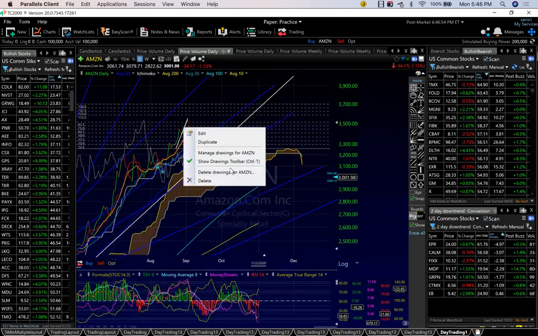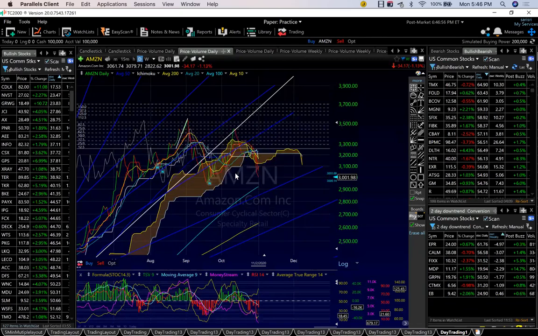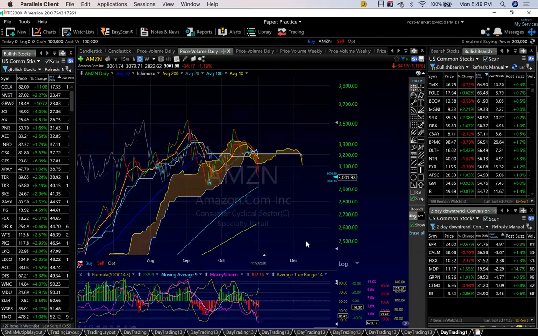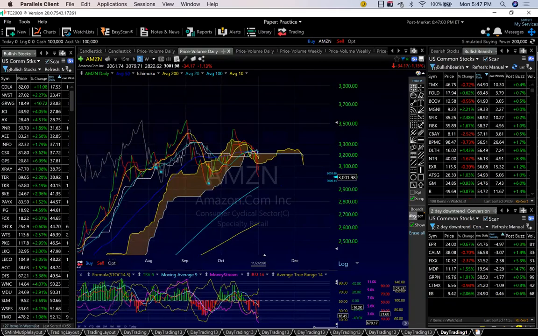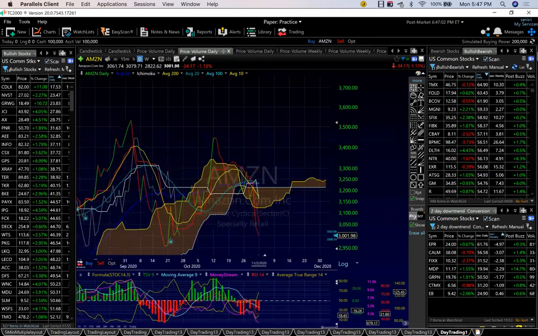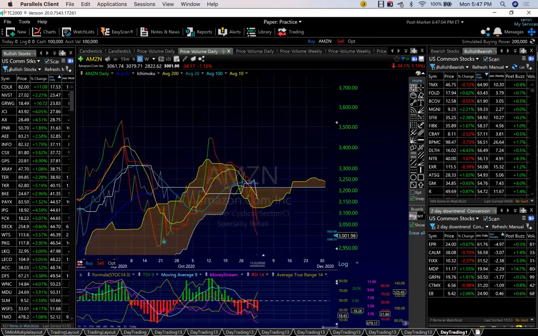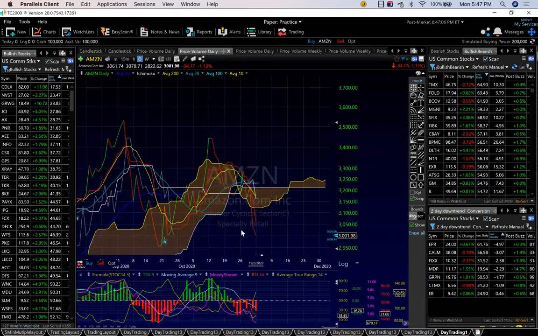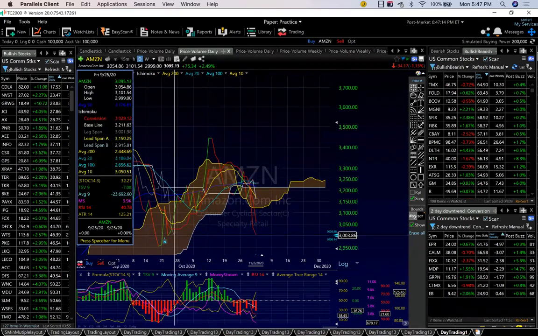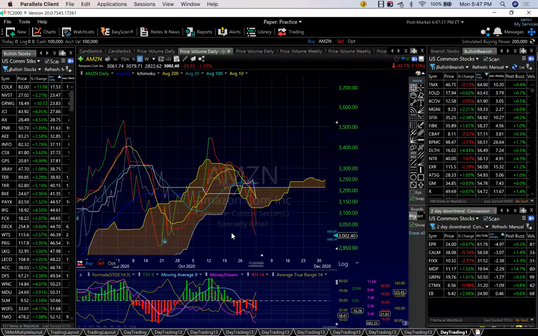Okay, let me remove all these lines for the benefit of you. It looks a little bit crowded, but let's make it smaller. According to Ichimoku, it looks very, very bearish. You see that it is below the cloud and the lagging span is below the price. But if you want to draw a flat line, where it is heading to.